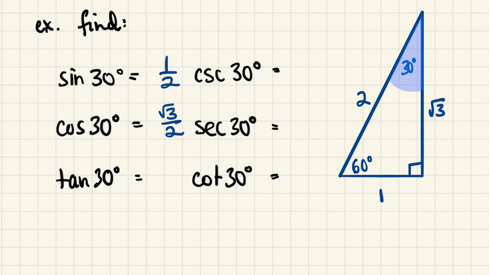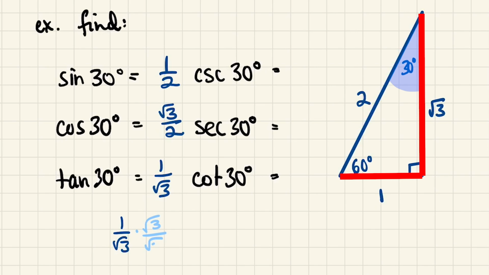Tangent of 30 degrees, that's opposite over adjacent, so we could write 1 over rad 3, except that it rationalizes, right? 1 over rad 3 times rad 3 over rad 3 comes out to rad 3 over 3. And that's a better way of writing that. We should rationalize when we can.